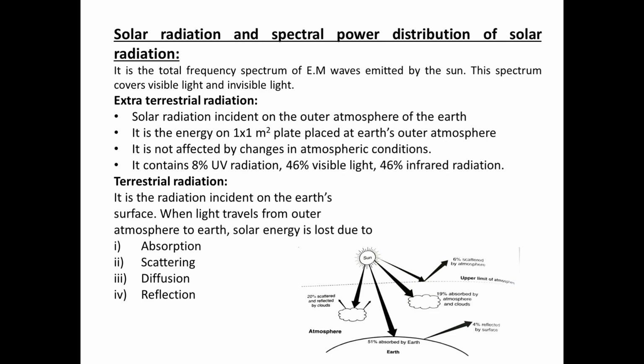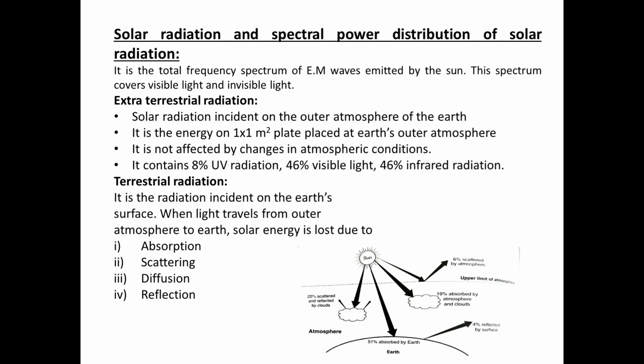So the solar radiation is the total frequency spectrum. It is like a spectrum. It covers both visible and invisible radiation or invisible light. So it can occupy a wide range of frequencies, and these are called electromagnetic waves. And this will generally cover the visible light region and the invisible light region.